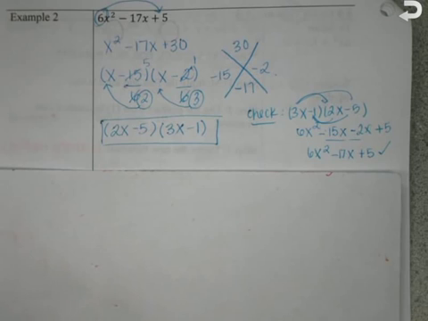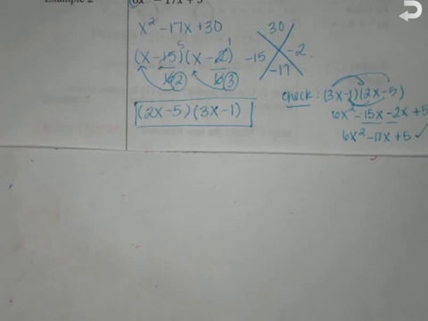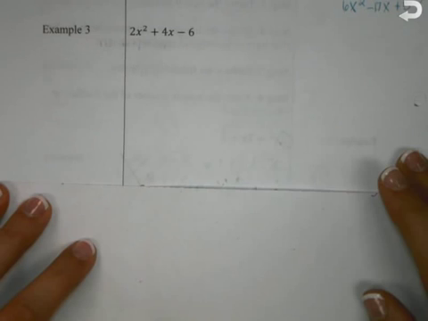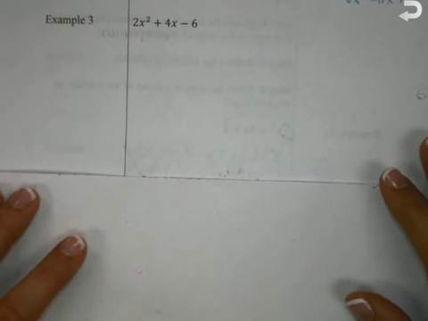Example 3. I'm not going to let you try this one on your own yet. Oh, man. 2x squared plus 4x minus 6.